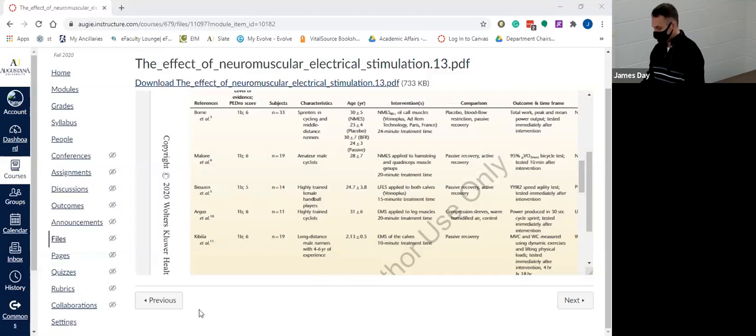So in our methods, we described what we were going to take out of our articles. And so we go ahead and do it. You reference them in one column. I want you to do a level of evidence and Pedro score. Subjects, because obviously the number of subjects and the characteristics of the subjects are important.